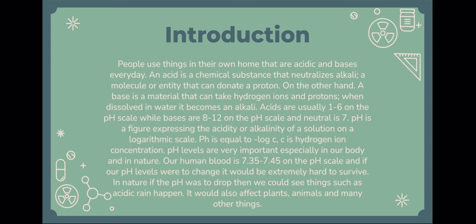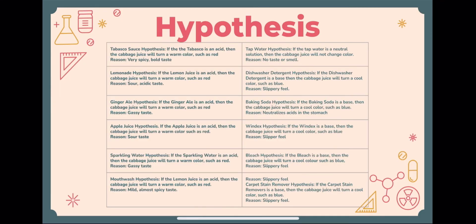pH levels are very important, especially in our body and in nature. Our human blood is 7.35 to 7.45 on the pH scale, and if our pH levels were to change, it would be extremely hard to survive. In nature, if the pH was to drop, then we could see things such as acid rain happen. It would also affect plants, animals, and many other things. Here are my hypotheses for all of the substances and solutions that we are going to be testing today.